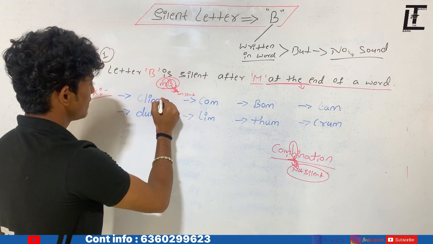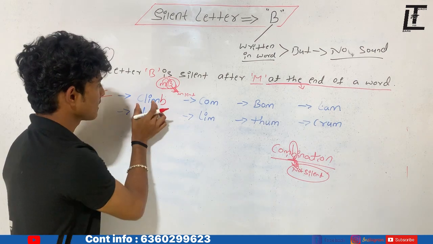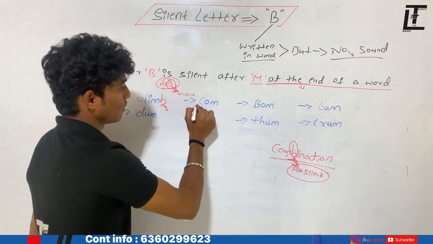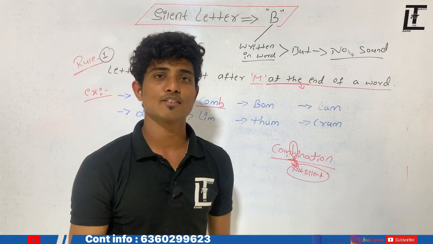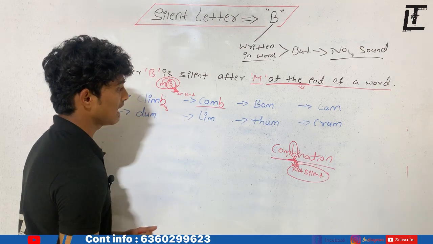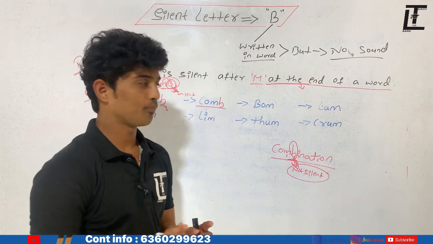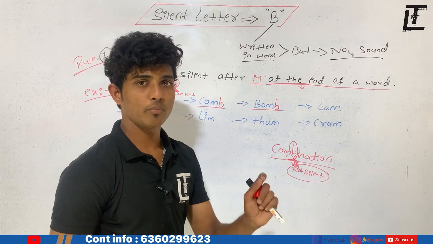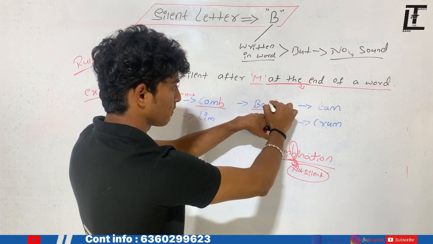Now see here, we say climb. We don't pronounce this B. B is a silent letter. Why? Because it is at the end and after the M. What is this? We don't pronounce this comb as comb with a B sound. Many people pronounce it that way, and even I used to, but I got to understand that we don't pronounce this B. Likewise, we pronounce this bomb without the B sound. B is a silent letter. Why? Because it is at the end and after the M.